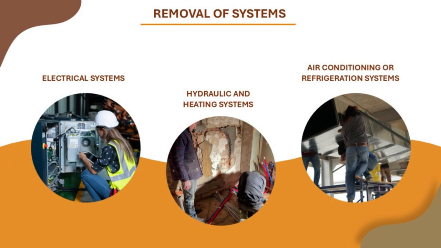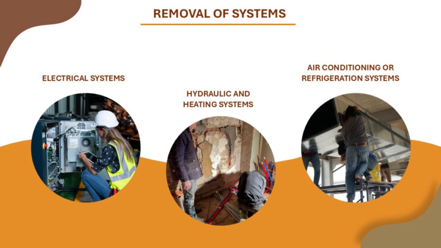Removal of systems. Electrical systems. Identify and isolate all affected electrical lines. Remove cables in an orderly fashion, wrapping them up for easy transportation and storage. Pay particular attention to electrical panels, transformers, and equipment that may contain hazardous materials such as oils or chemicals.